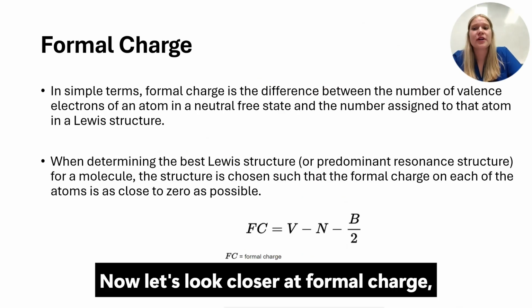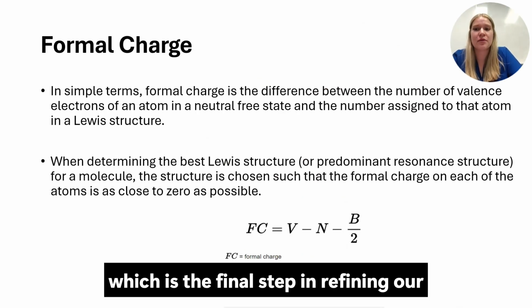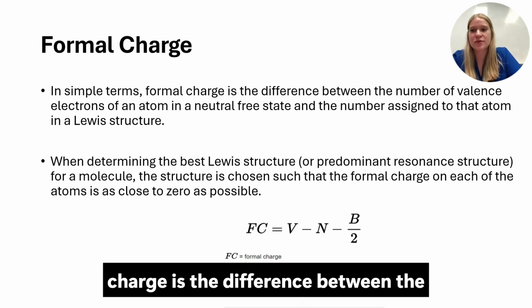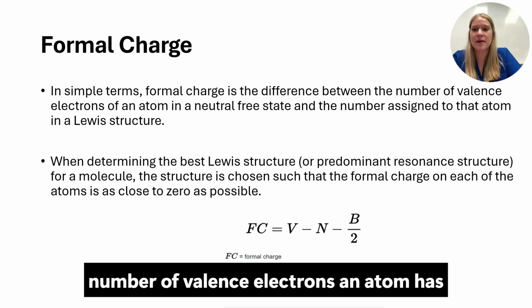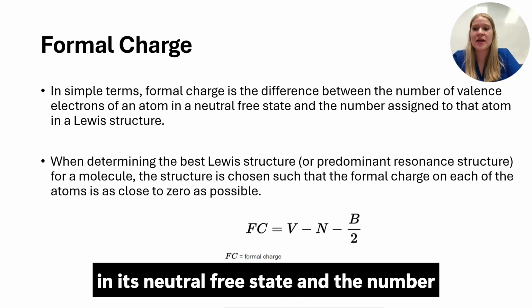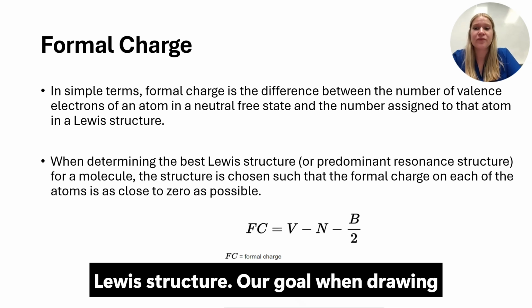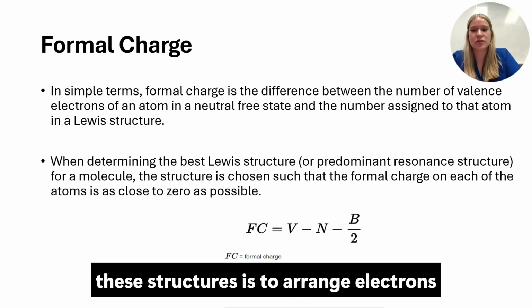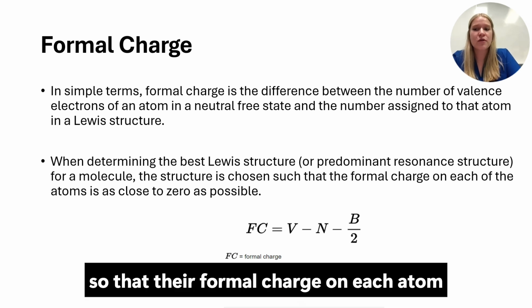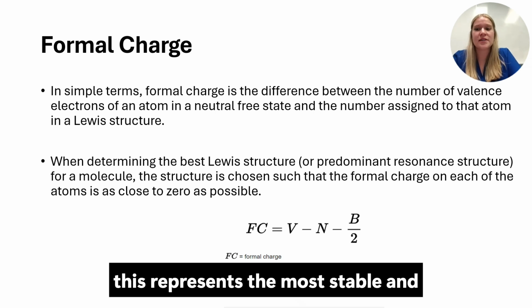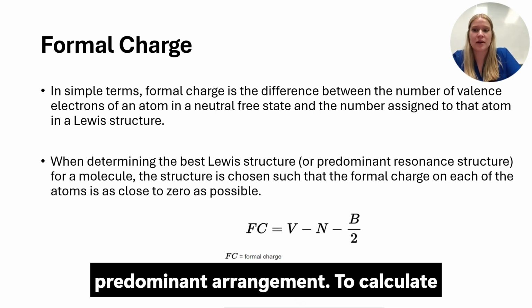Now let's look closer at formal charge, which is the final step in refining our Lewis structures. In simple terms, formal charge is the difference between the number of valence electrons an atom has in its neutral free state and the number of electrons assigned to it within its Lewis structure. Our goal when drawing these structures is to arrange electrons so that the formal charge on each atom is as close to 0 as possible, as this represents the most stable and predominant arrangement.